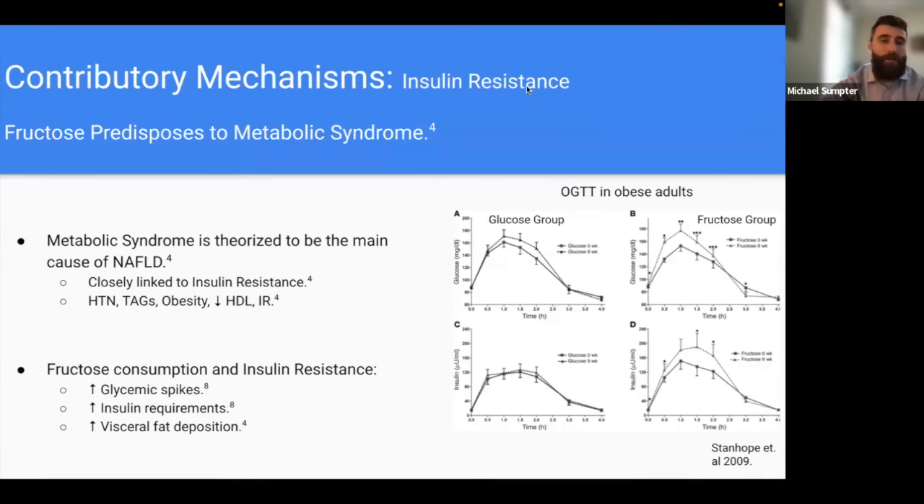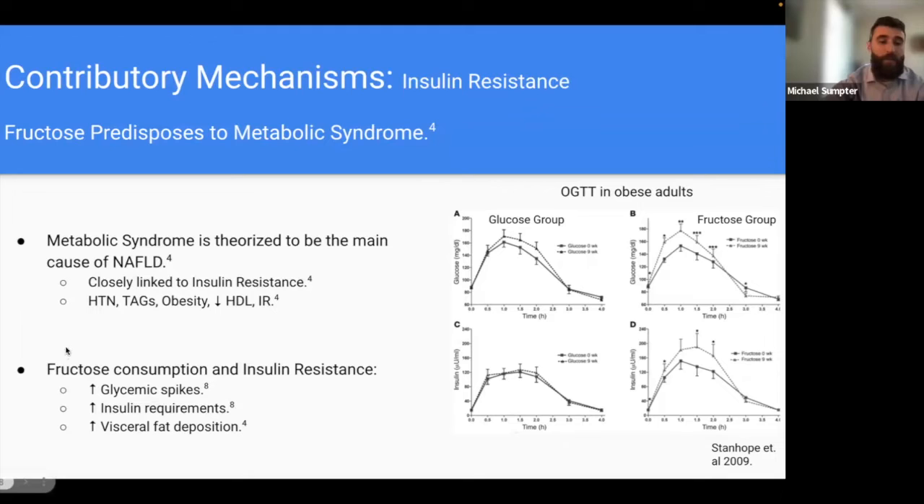All right, getting started with insulin resistance, and specifically, fructose predisposes to metabolic syndrome. So metabolic syndrome is theorized to be the main cause of NAFLD, and metabolic syndrome is closely linked to insulin resistance. Just to briefly remind us, the 5 pillars of metabolic syndrome are hypertension, hypertriglyceridemia, obesity, decreased HDL, and of course, insulin resistance. I wanted to include these just to show that these first 4 pillars can all be linked back to insulin resistance on its own. So there's a huge connection between metabolic syndrome and insulin resistance.